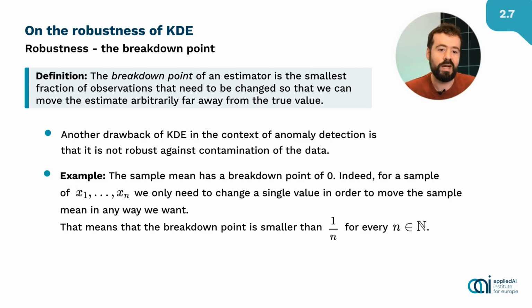So a classical example that you might know is the sample mean of a data set, which is known to be not very robust, meaning it has a breakdown point of 0. It is enough to change a single sample in the data set in order to move the mean to any value that we want. That means that the breakdown point of the mean is smaller than 1 over n for every natural number n, so it must be 0. What can we do to make our estimates more robust?